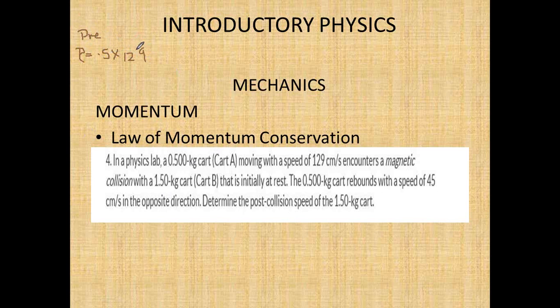Okay, so this is the momentum for the smaller cart. The bigger cart, the 1.5 kilogram cart, is at rest. Momentum is mass times velocity. It has zero velocity, so that momentum is 0. So this is 64.5, a half of 129. This is the pre-collision momentum.